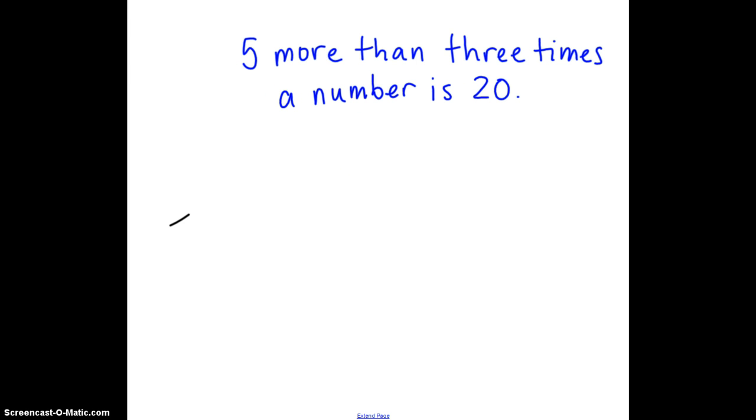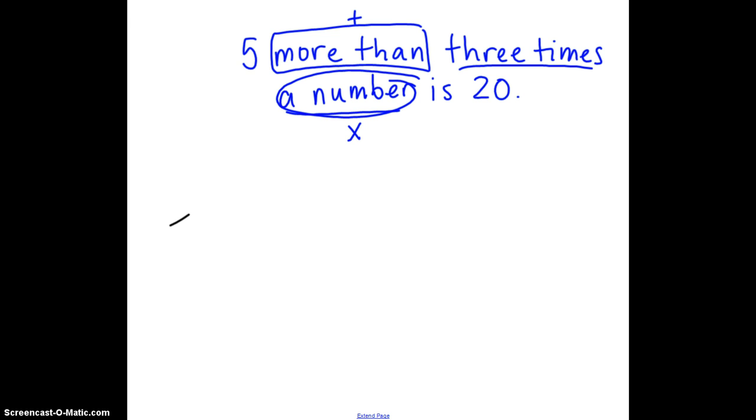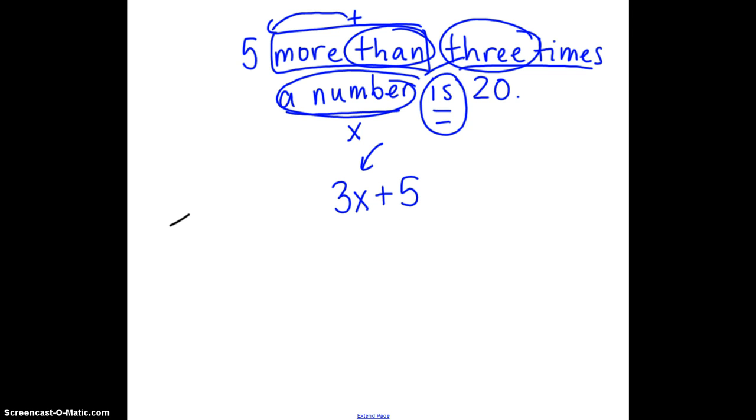Okay, so here we have 5 more than a number, and more than we know is going to be addition. 3 times a number. This is going to be my variable, and I want 3 times that. So if I have 3 of those numbers, I would have 3x. And I want 5 more than that, so I'm going to add 5 to whatever 3 times that number is. And it is equal to 20.